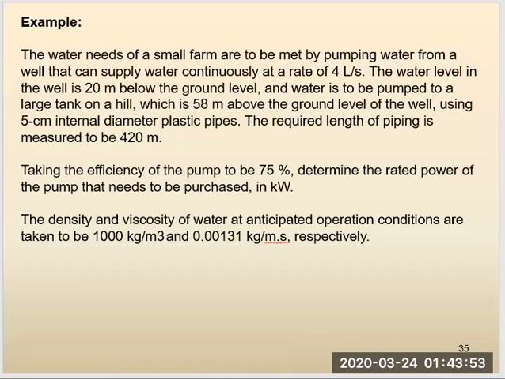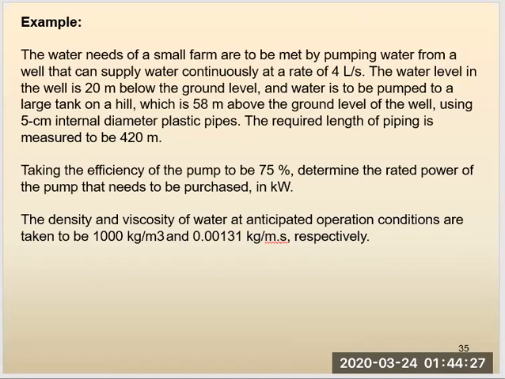What is the rated power of the pump that needs to be purchased, in kilowatts? The density and viscosity of water at anticipated operation conditions are taken to be 1,000 kilogram per meter cube and 0.00131 kilogram per meter second, respectively. So the density and viscosity are also given.